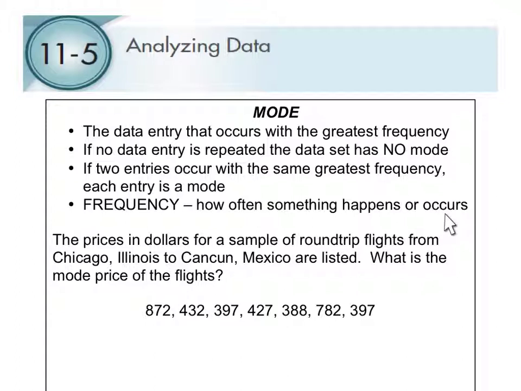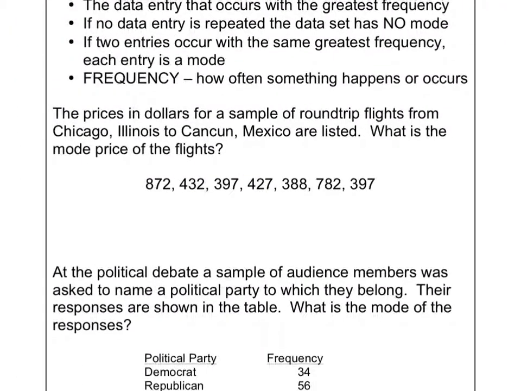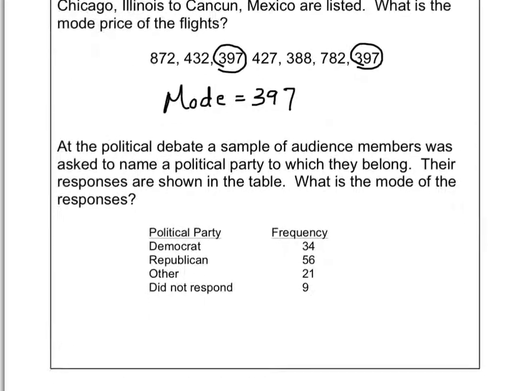Okay, I've given you the same exact example here, and as you look at your list, we want to find what's the mode price. So what price happens the most often? Well, as you look at your list, you can see that we have 397 twice. No other number is written down twice, so the mode is 397 because it happened more than once. Okay, so the mode's the number that shows up the most frequent times.